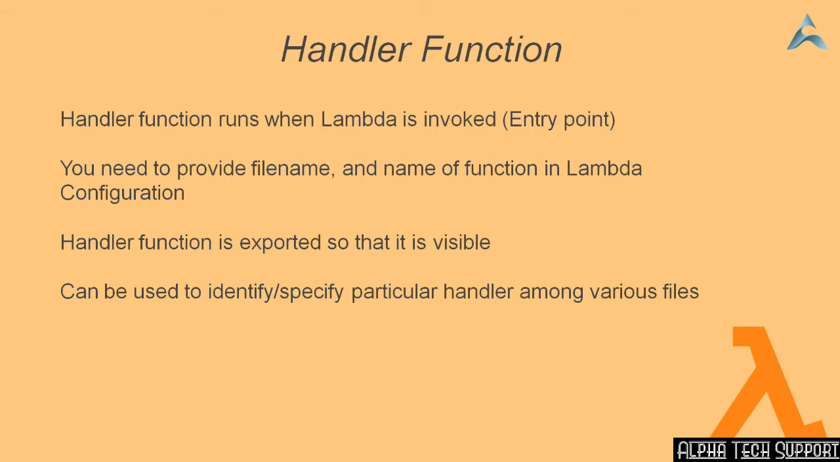A handler function is exported so that it is visible to the outside trigger, the way it is invoked. And there could be a large number of Lambda functions having different handler functions as well. The handler defines what type of request is to be fetched. Each handler function is invoked based on different inputs.